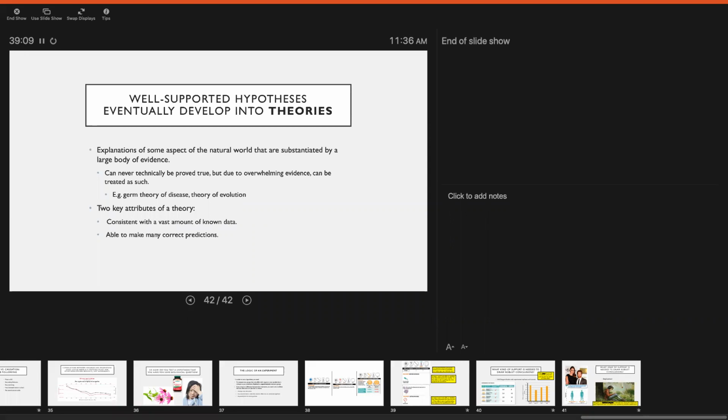Okay, so there are 2 key attributes of a theory. The first is that it's consistent with a vast amount of known data. All of the data in the world supports these 2 things. And then it's able to make predictions that are correct regularly. So the germ theory of disease, if a person has the disease, they probably have the germs, and vice versa. This prediction is very robust.